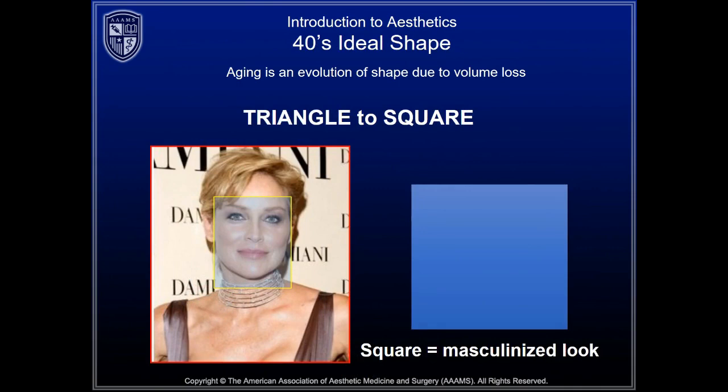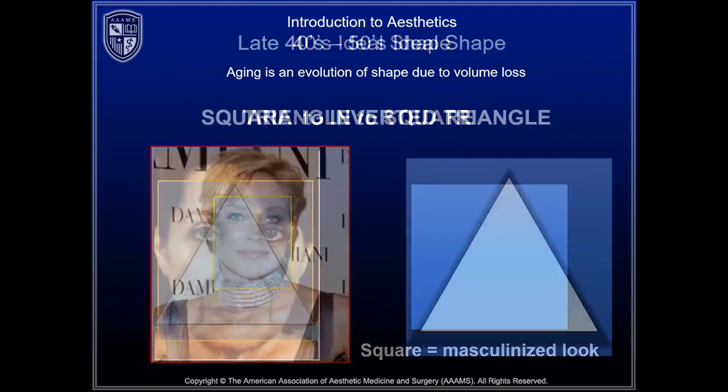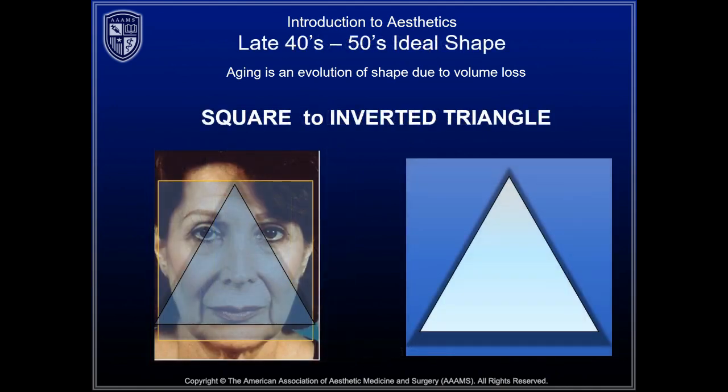As we reach our mid-40s, our facial shape becomes squarish. In particular with women, when the face becomes squarish with dominance of the lower face, it gives them a masculinized look. By the mid-50s, the facial shape transitions from being squarish to an inverted triangle, where the base is at the lower face and the tip is pointing upwards toward the frontal area.